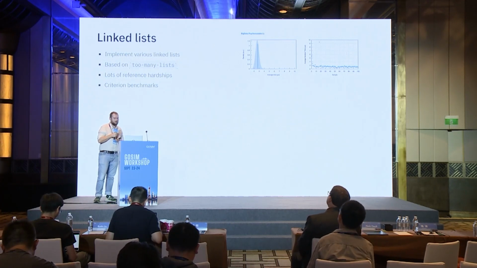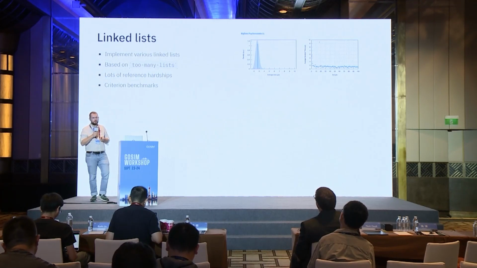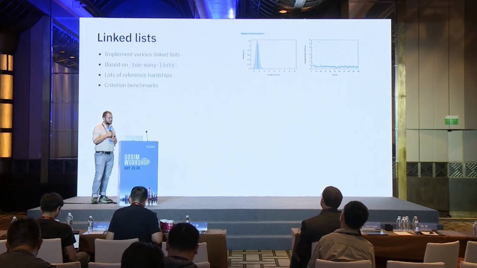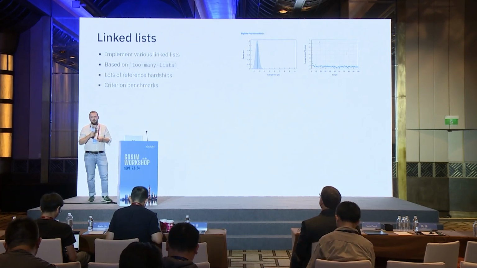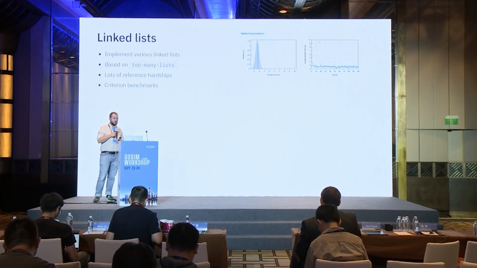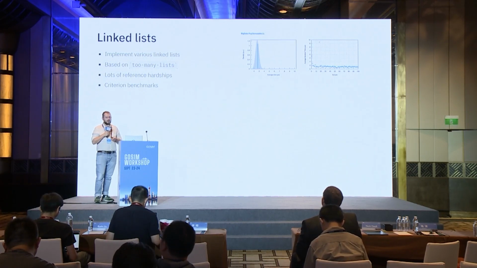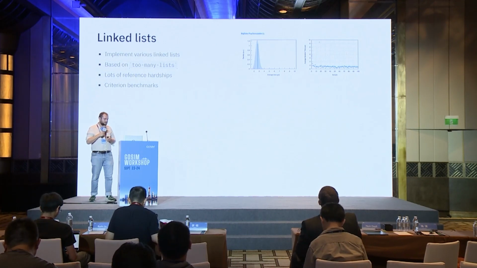So they implemented various kinds of linked lists, and they based their work on the book Learning Rust With Entirely Too Many Linked Lists, which is a great read, I think. And there were loads of hard things going on with references. They did stuff with raw pointers as well. They did stuff with heap allocation. And what I think was nice is that they did a lot of benchmarks using Criterion against other data structures and against the std implementation of linked lists. And I was really impressed by this project.